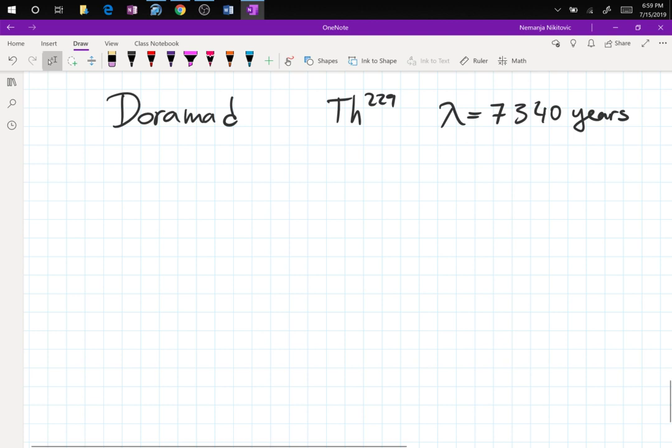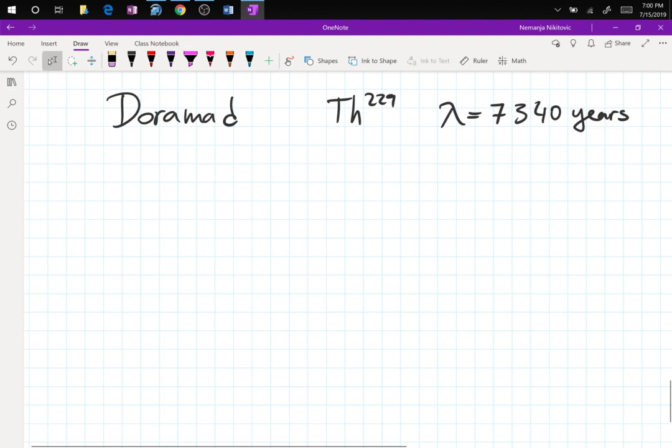It's still the safest one we have, but it creates nuclear waste, which is a problem. Fusion has no waste. It produces helium for balloons, so woohoo, party. Anyway, back to Doramed, back to thorium-229 with its half-life of.